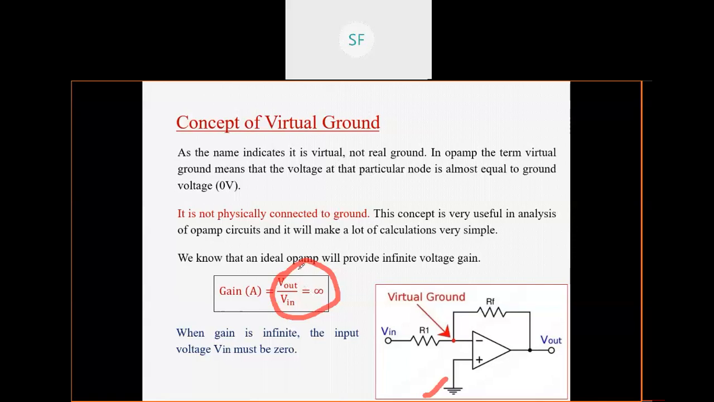So from this equation, we know that this particular fraction will be infinite only when your denominator is equal to 0. So from this expression, you can extract the information that the gain will be infinite only when V in equals 0 volt, or in other words, for infinite gain, the V in should be 0, one and the same thing.